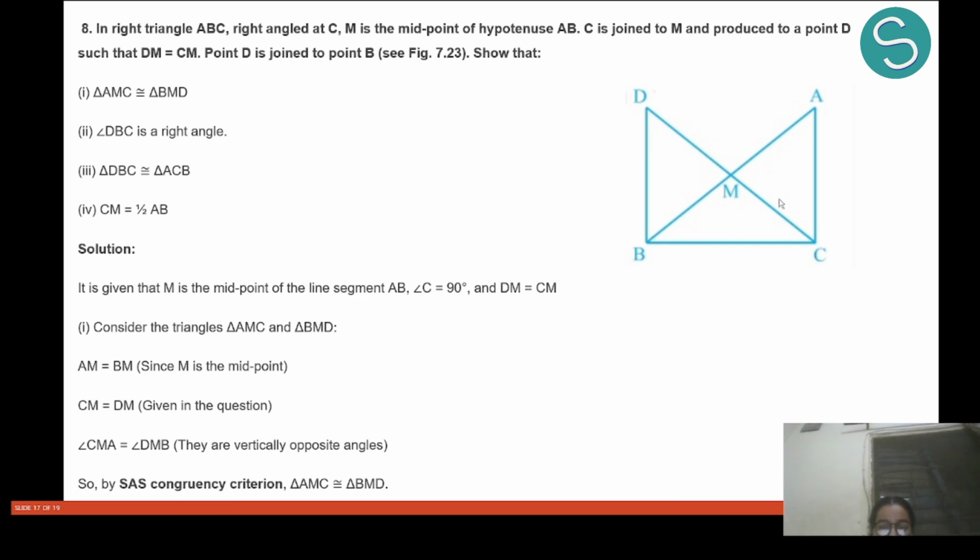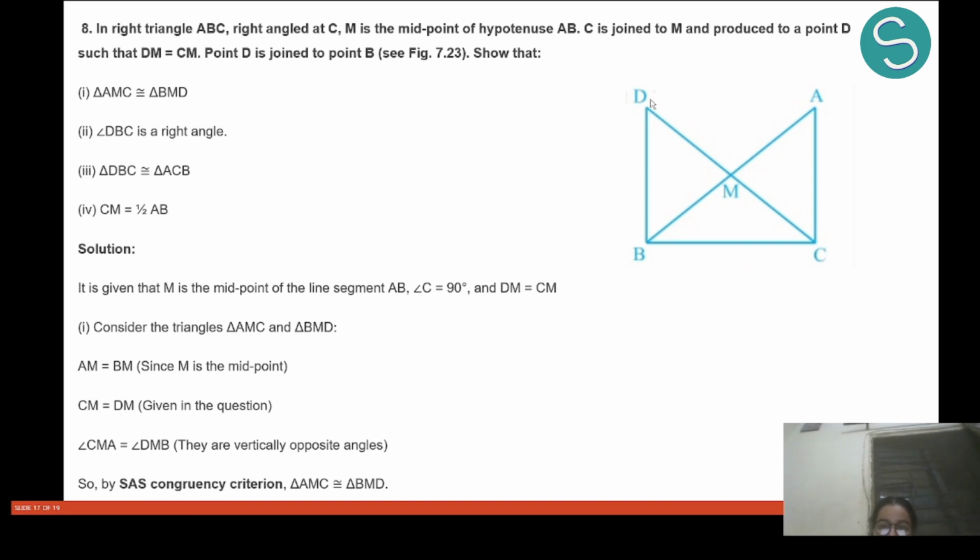Also, one more thing: these two lines AB and CD are intersecting lines. So DMB and AMC are vertically opposite angles, right? So it is given to us that MD equals MC and AM equals BM, and these angles are equal. So by the side angle side criterion, these two triangles are congruent.